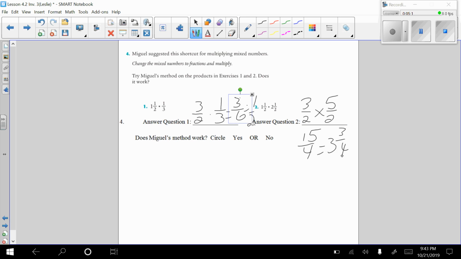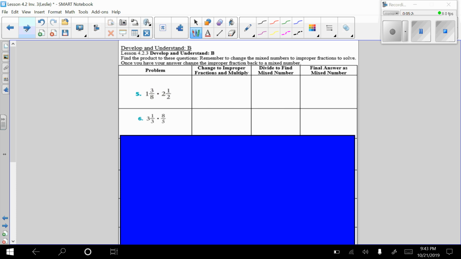Knowing that I'm using the same method, I already know these work. Again, if we wanted to draw diagrams, we could, but we don't have to in this case. We've already done the modeling. I'm not going to do it again. Let's go ahead and practice. Here are some practice ones to work on.